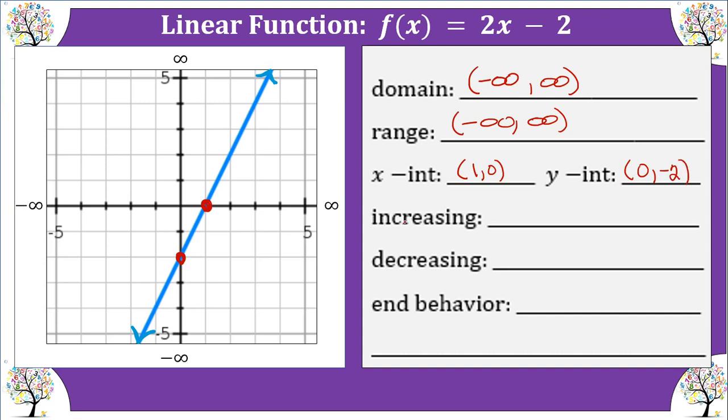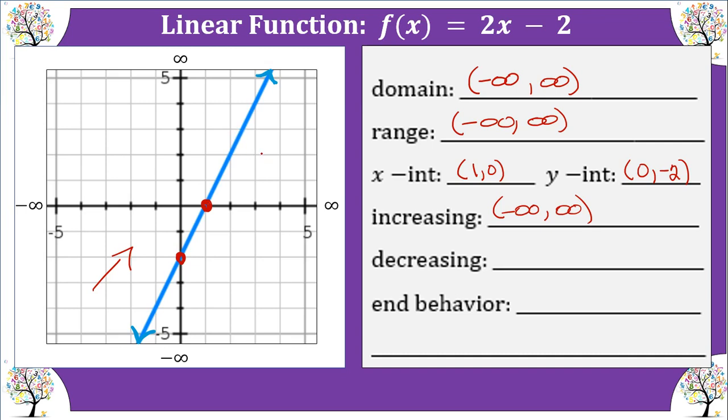Now let's talk about increasing. What we're asking is what x values cause this graph to go up? So again, we're just focusing on the x values that cause the graph to increase. And as we read the graph, we read left to right. So the x values that cause this graph to increase is from negative infinity to positive infinity. So this graph is continuously increasing.